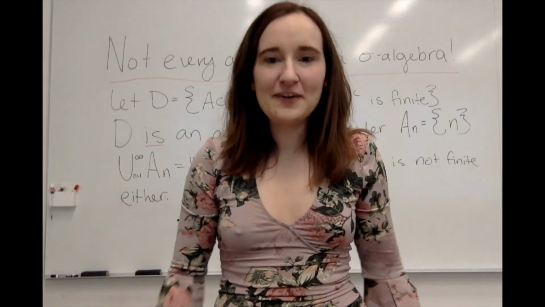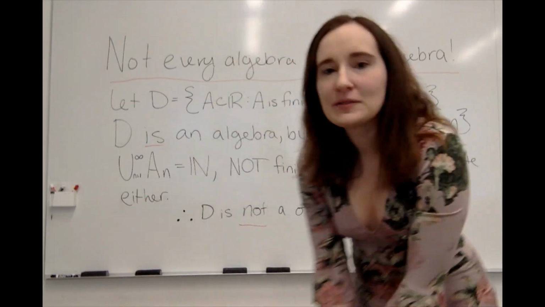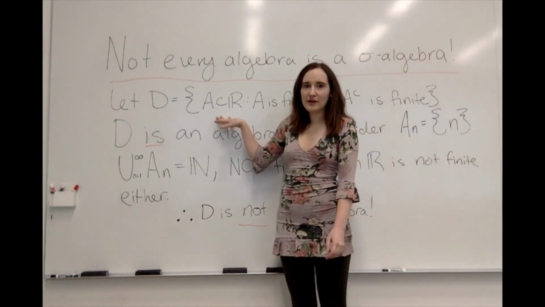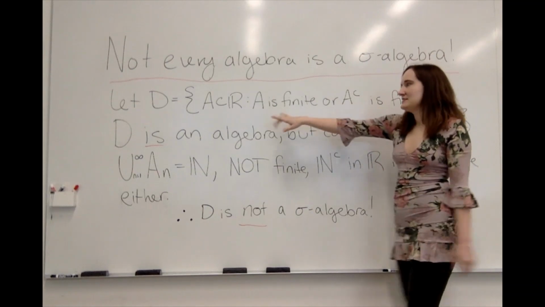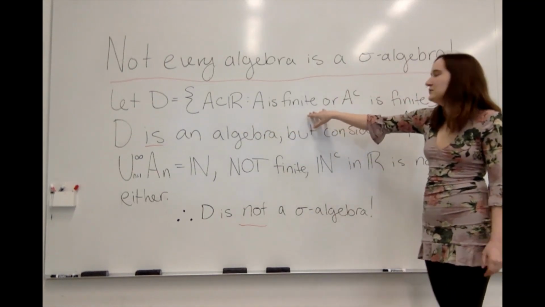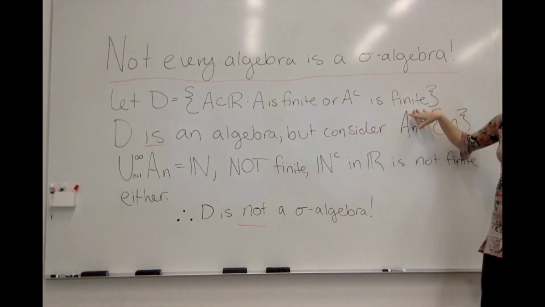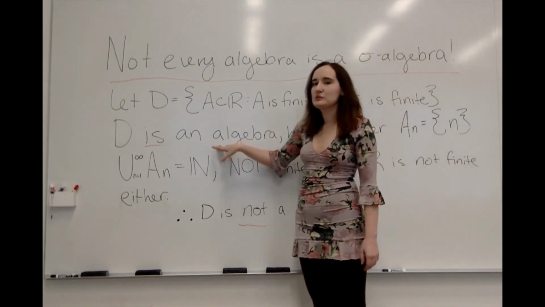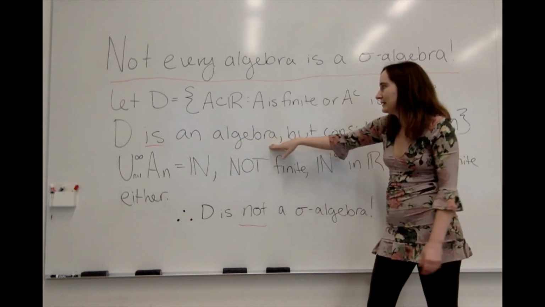Okay, so here we have a counterexample. Let D be the set of all of the subsets of R such that either the subset A is itself finite or its complement is finite. So it's fairly trivial to see that D is an algebra. I'm not going to show the full proof here.